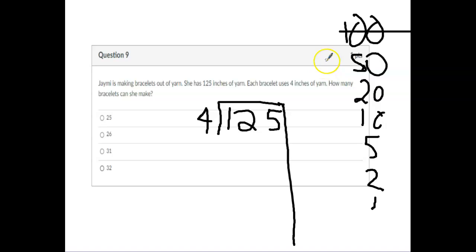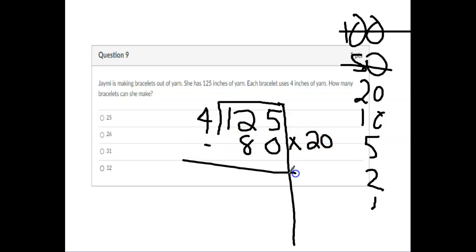So I'm going to say 4 times 50. Does 4 times 50 reach 125? What is 4 times 50? Good, 200. 200 is bigger than 125, so I can't use 50. So now I'm going to try 4 times 20. What is 4 times 20? Excellent, 80. I can use 80. 80 is smaller than 125. So 4 times 20 is 80.